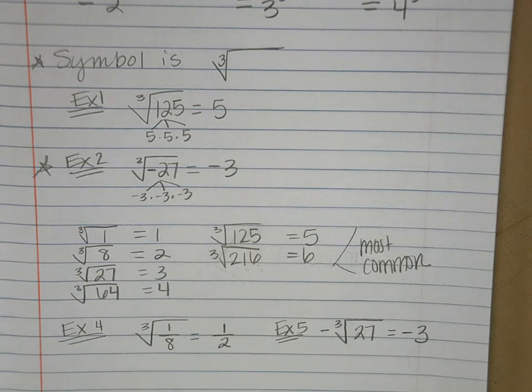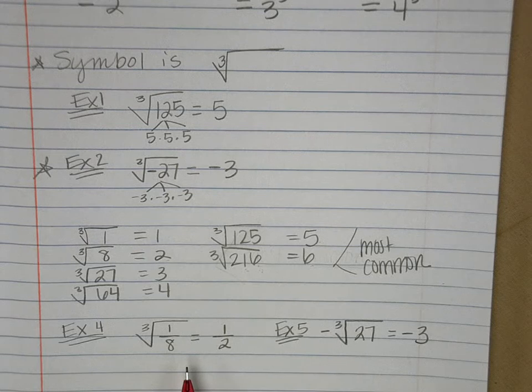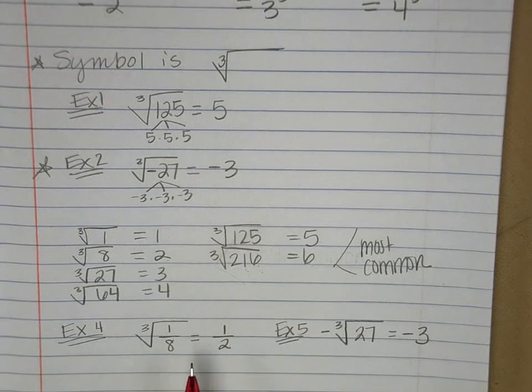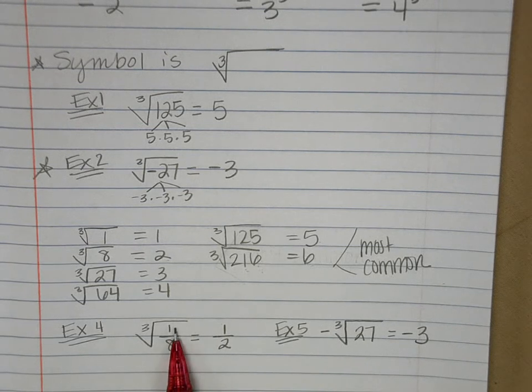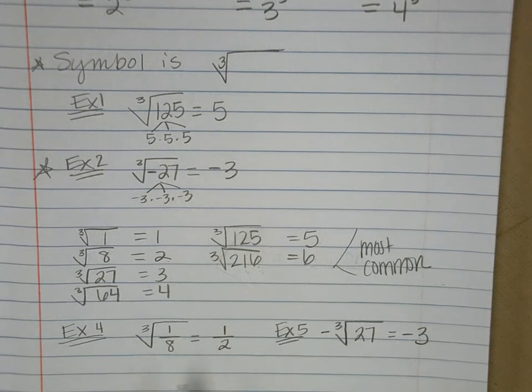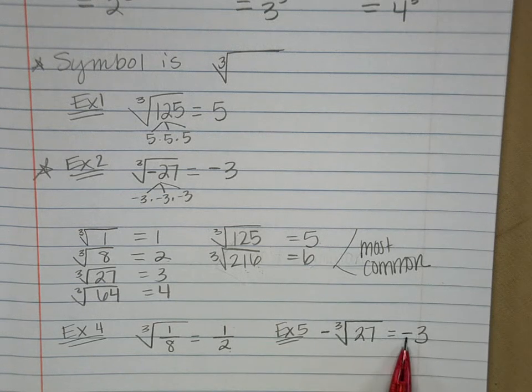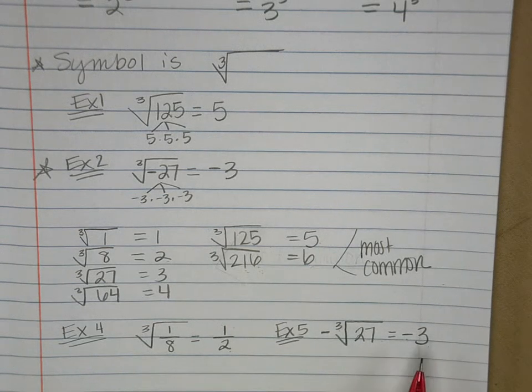You can cube root fractions and square root fractions. You know that, right? So you just treat them each separately, just like when we had them raised to powers, we treated them separately. So here, 1/8 would be 1/2. And if I have a negative cube root of 27, I put the negative at the end, just like in square roots.